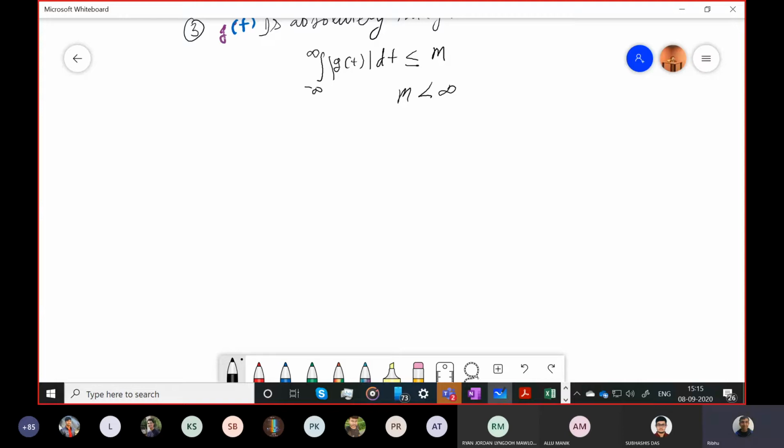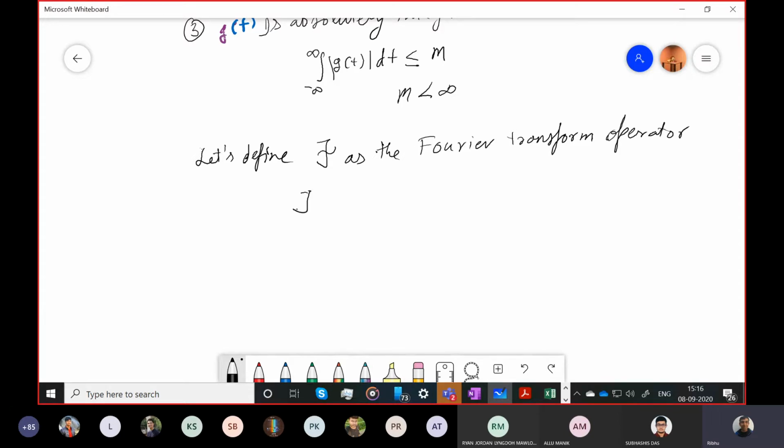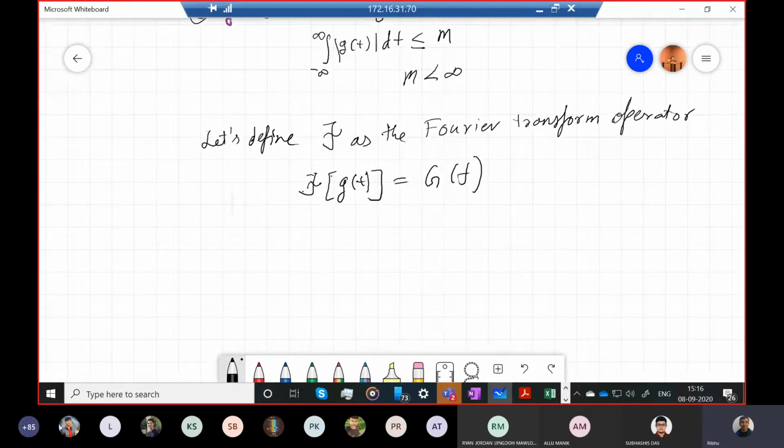Now let's define F as the Fourier transform operator to make our life slightly simpler. So F of g(t) equals G(f). This is just a notational practice.